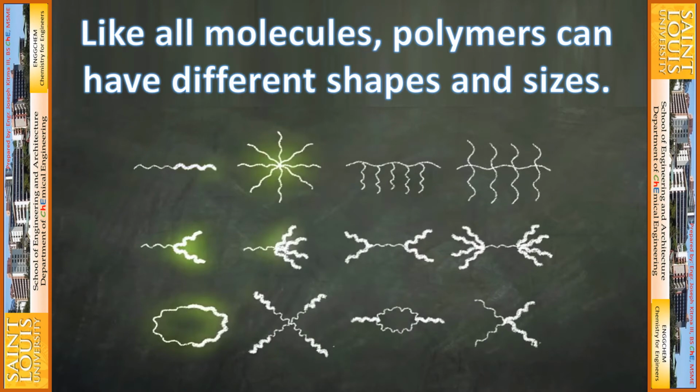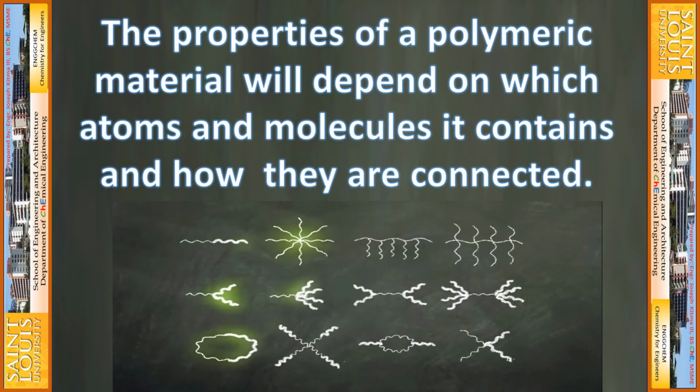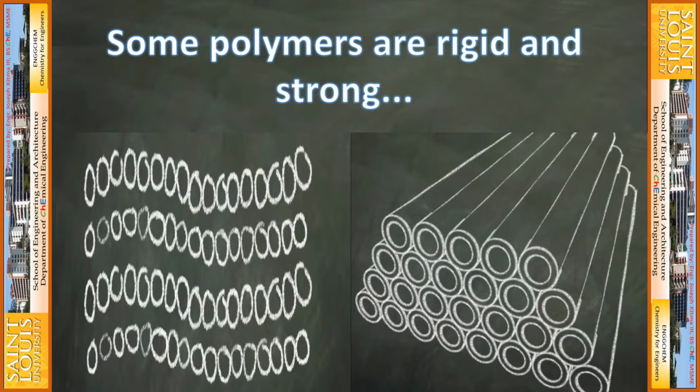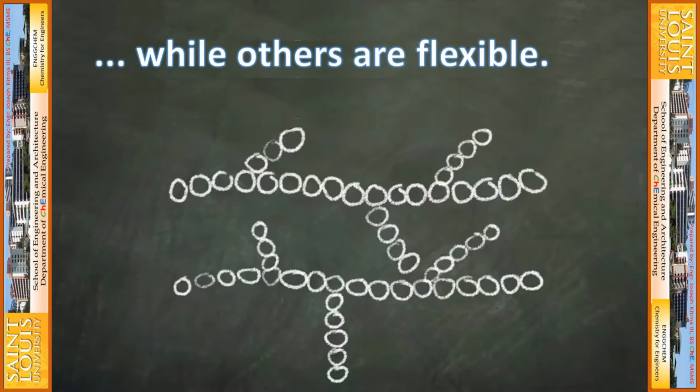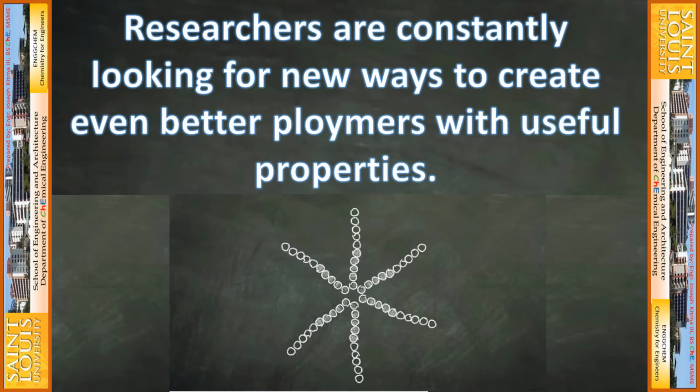Like all molecules, polymers can have different shapes and sizes. The properties of a polymeric material will depend on which atoms and molecules it contains and how they are connected. Some polymers are rigid and strong, while others are flexible. Researchers are constantly looking for new ways to create even better polymers with useful properties.